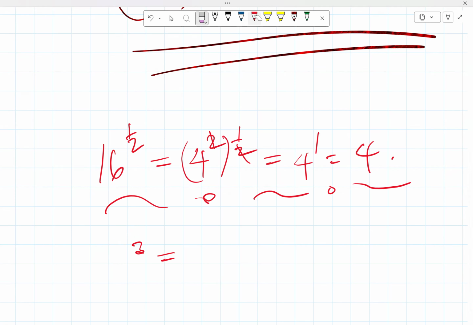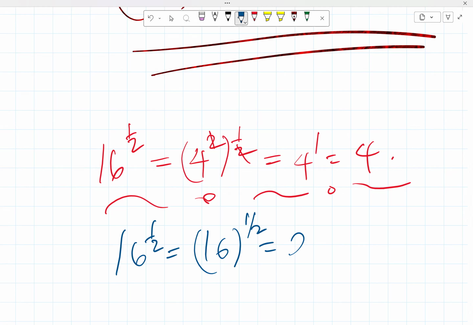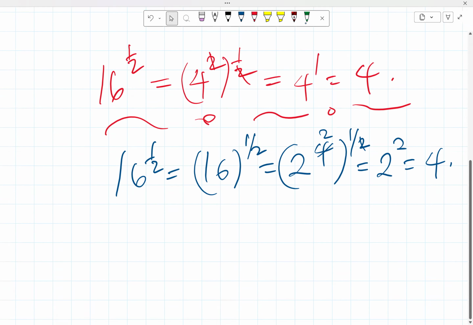If you don't want to take that approach, you could also say 16 raised to the power half. I know 16 is the same thing as 2 raised to the power 4. So 2 raised to the power 4, all raised to the power half. That means you have 2 raised to the power 4 times half. 4 times half is 2. So 2 raised to the power 2, that's still 4. Same thing.